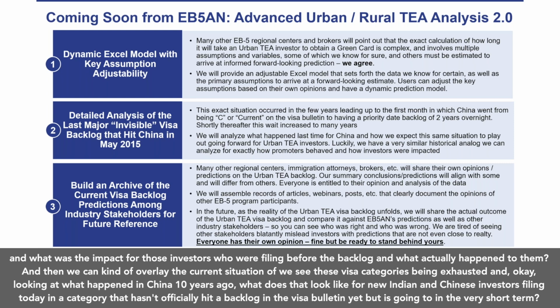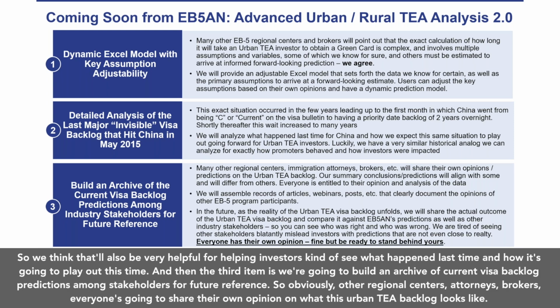And then we can overlay the current situation, where we see these visa categories being exhausted, and look at what happened in China 10 years ago. What does that look like for new Indian and Chinese investors filing today in a category that hasn't officially hit a backlog in the visa bulletin yet, but is going to in the very short term? We think that'll be very helpful for helping investors see what happened last time, and how it's going to play out this time.